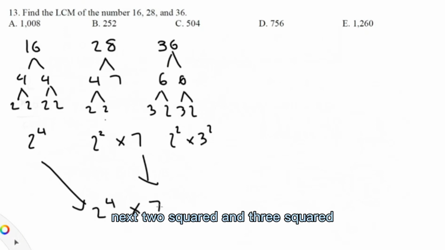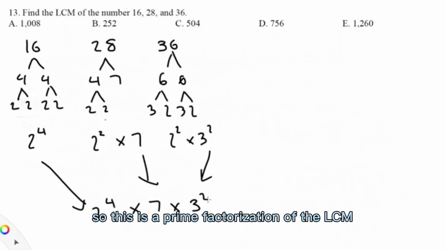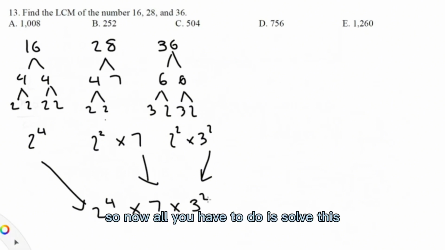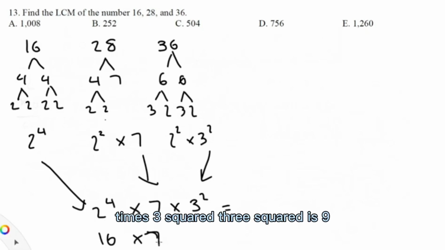Next, 2 squared and 3 squared. 3 squared is greater than 2 squared, so we're going to take 3 squared. So this is a prime factorization of the LCM. So now all we have to do is solve this. So 2 power 4 is just 16. Then we have 7. And then we have times 3 squared.